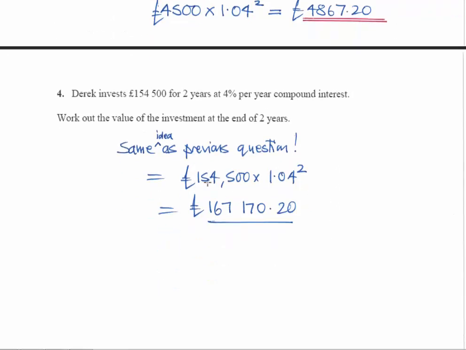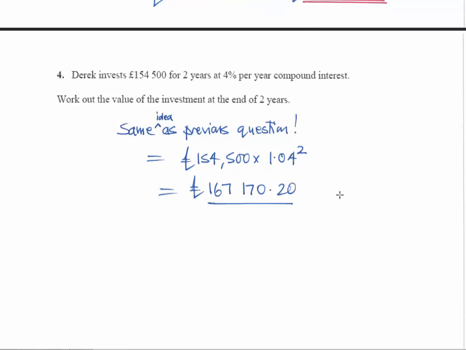So, 154,500 growing by 4% every year. So you're multiplying it by 1.04 2 times, or to the power of 2. And that is going to be your answer.